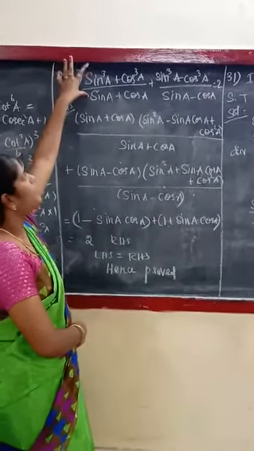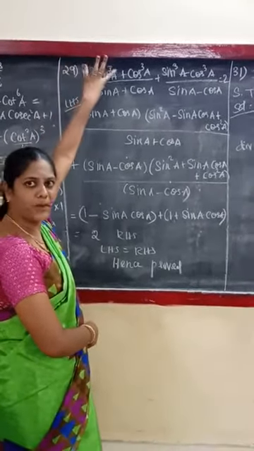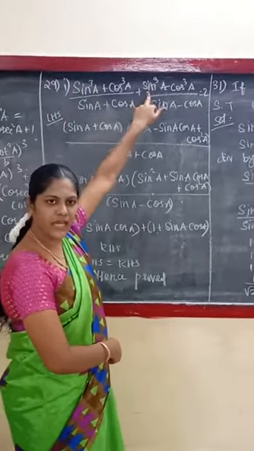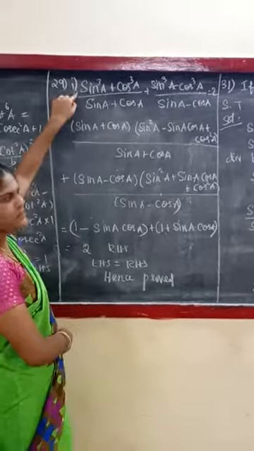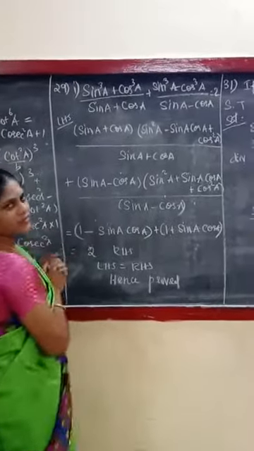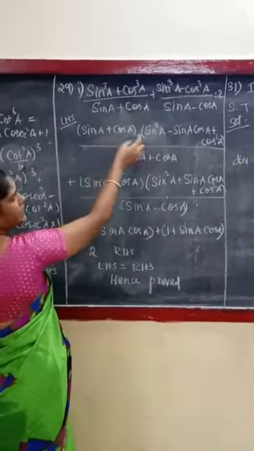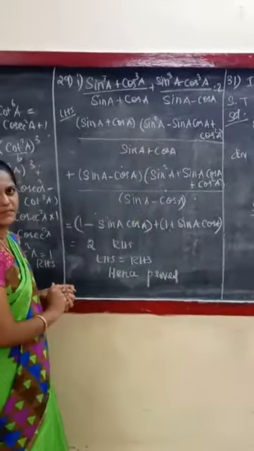Same as the previous form. This is in the formula of a cube plus b cube. Here we have a cube minus b cube. First you need to expand the term. So what's the formula for a cube plus b cube? A plus b into a square minus ab plus b square.